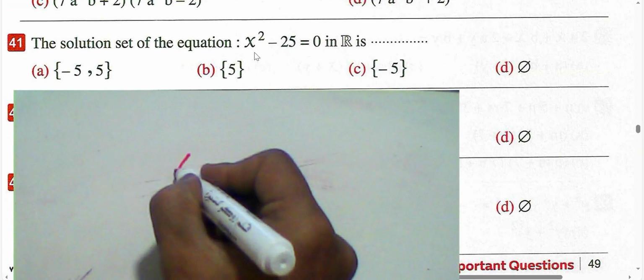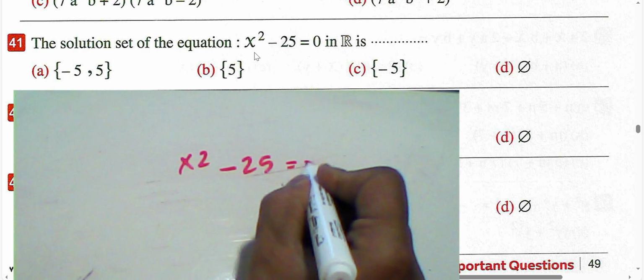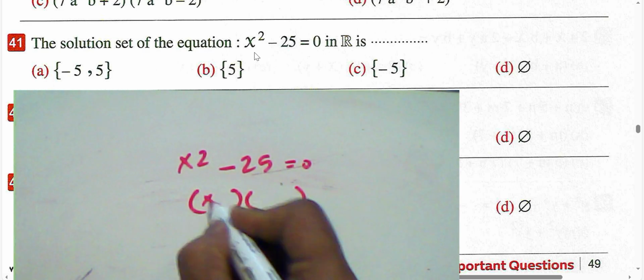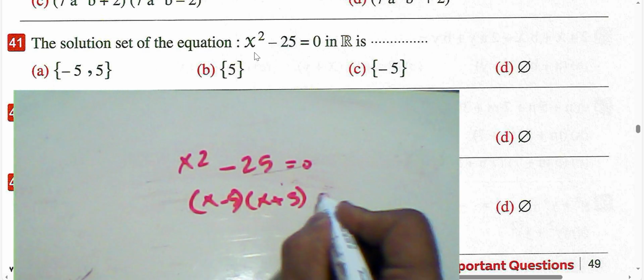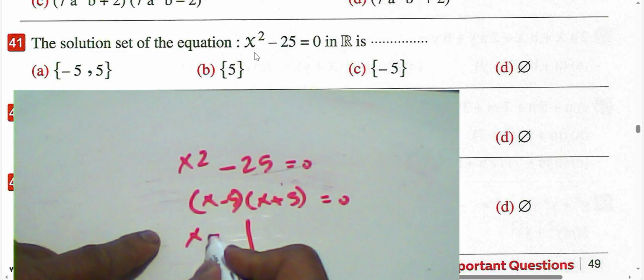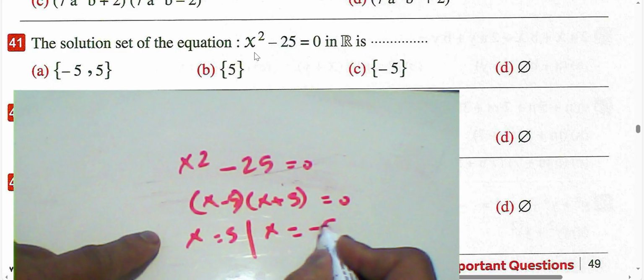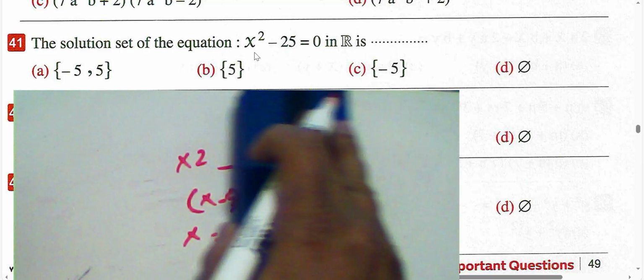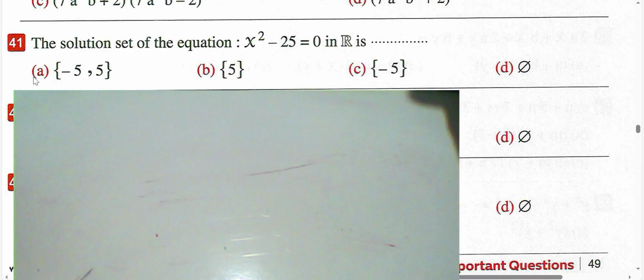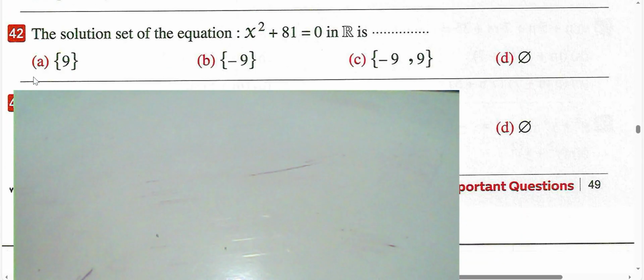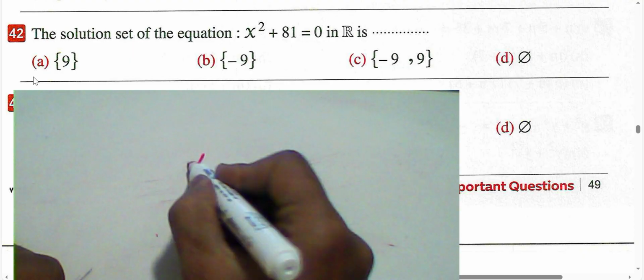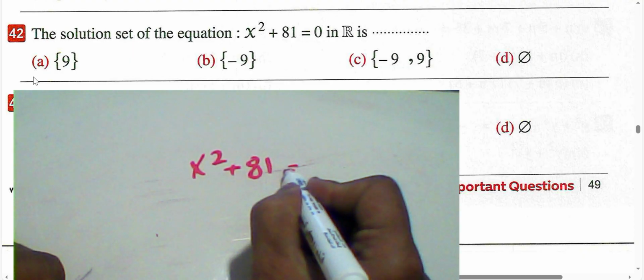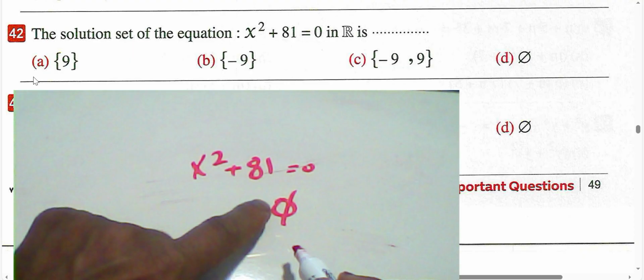Solution set of the equation x power 2 minus 25 equals 0. We can factorize: x minus 5 and x plus 5 equals 0. The first solution, x will be 5, and here x will be negative 5. The solution set will be 5 and negative 5. Choose letter A. Next question. Solution set of the equation x power 2 plus 81 equals 0. The solution set will be the null set phi.